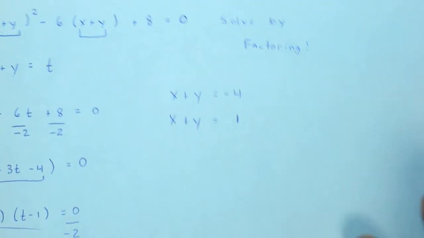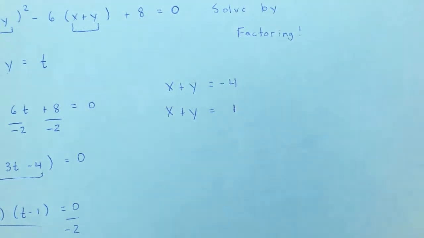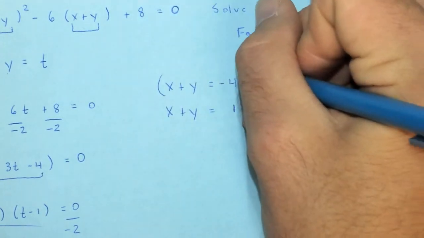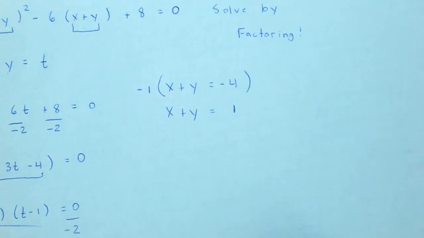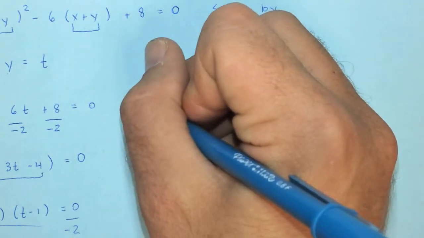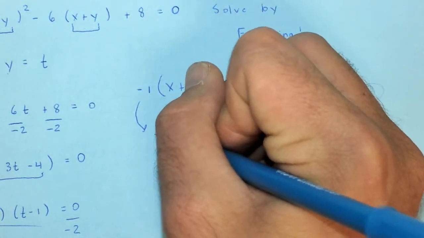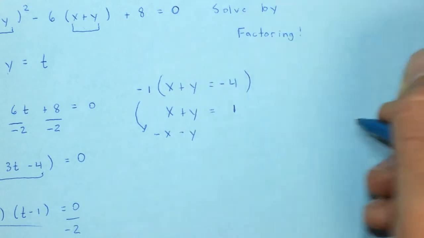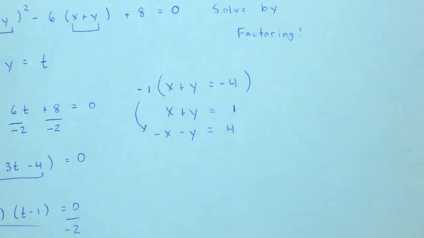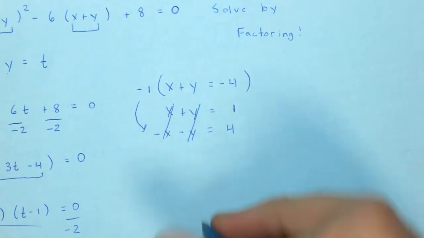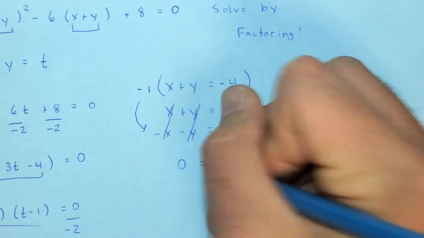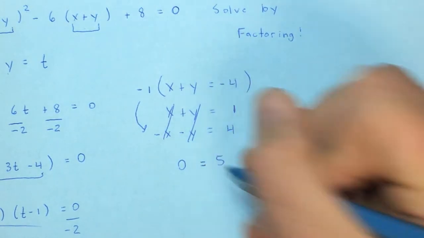I now have a system of equations that you can solve whatever method you want. I'll go through real quickly and do elimination. I know if I multiply this top by negative 1, I'm going to cancel some stuff out. So my new equation will be negative x minus y equals a positive 4. X and x cancel. Y and y cancel. I'm left with 0 is equal to 5.